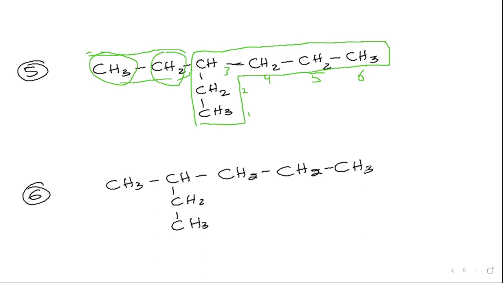So the name becomes? So 1, 2, 3. So would it be 3 and then ethyl? Ethyl, right? And then hexane. Right. Hex because it has 6 carbon atoms, and ane because they're all singly bonded. And 6 has the trick that I was talking about. 5 is pretty simple. 6 has a new trick. Not the trick of twists, but another one.